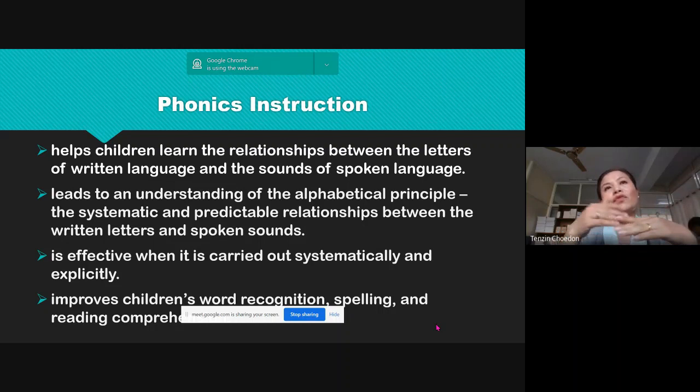So how do we move on? From the basics, phonemic awareness, then phonics, then we move on to fluency, vocabulary, and then reading comprehension. These are the levels of reading. So this helps students not just with word recognition skills, but with spelling as well as reading comprehension.